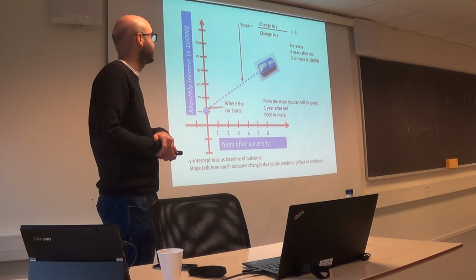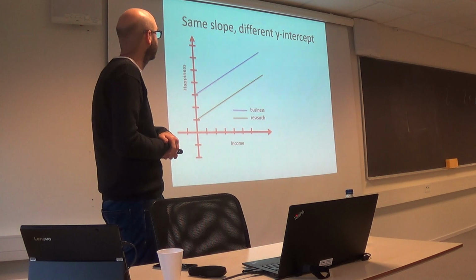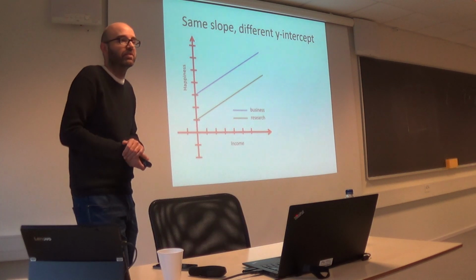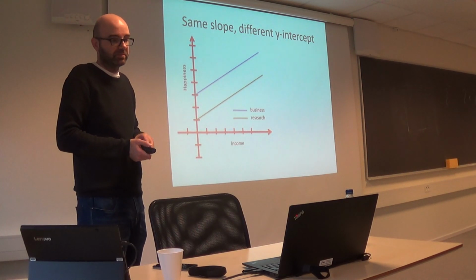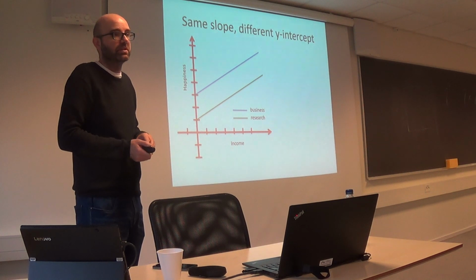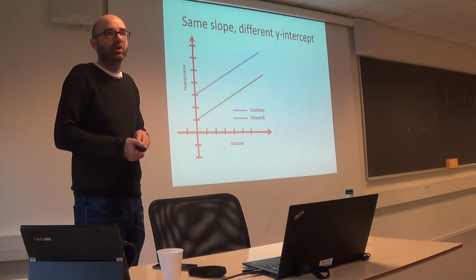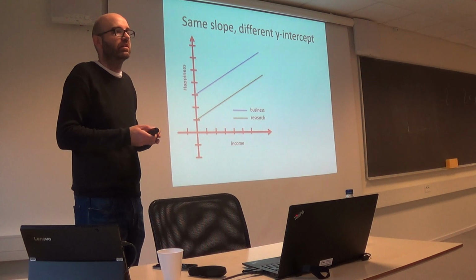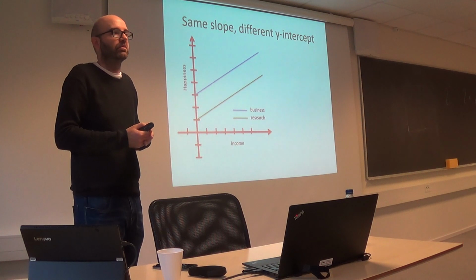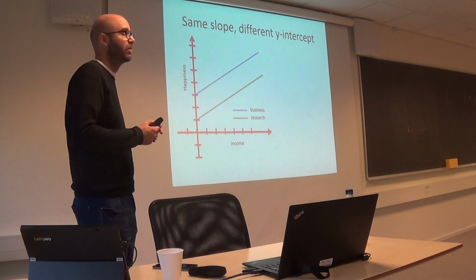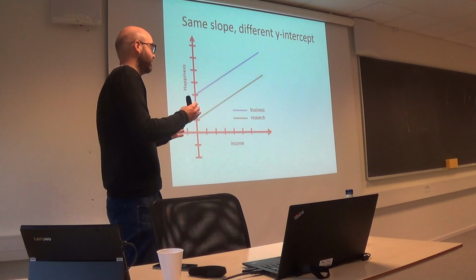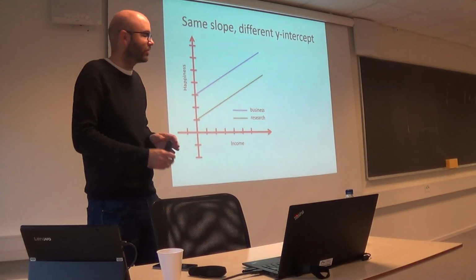Okay, so let's look at some different slopes with different y-intercepts. So imagine you've got this situation: income and happiness, people working in business or in research. So let's say you've got some people who go out and get jobs in the industry, some graduates, and we want to look at whether or not staying at university to study more makes people, or whether or not people, so imagine, right, I'll get the example right. I'm getting a bit tired after 2 days.